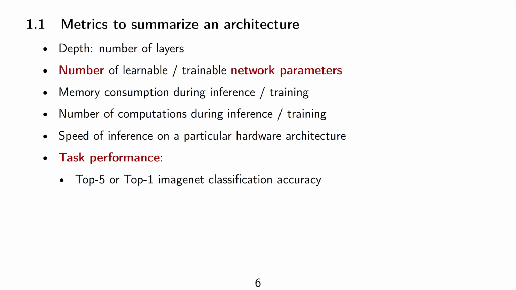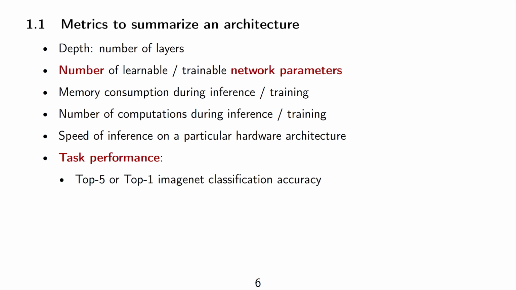Also important is the memory consumption during inference and training. Further, the number of computations during inference and training are important. The speed of inference on a particular hardware architecture is also something that people are concerned about. Finally, probably the second most used one, together with the number of network parameters, or even the most used one, is simply the task performance.